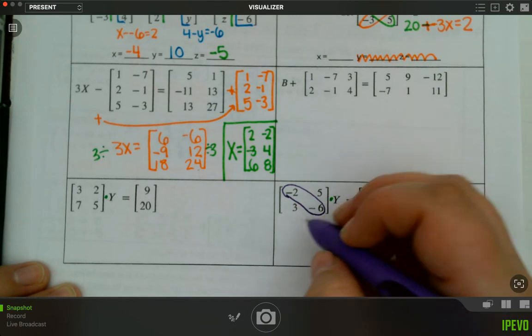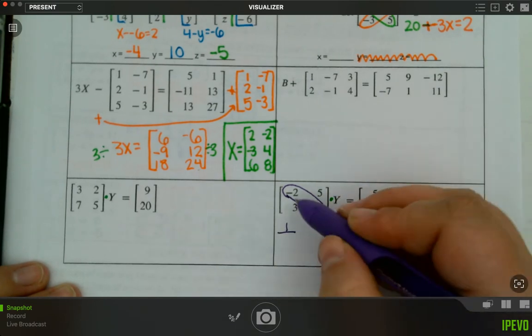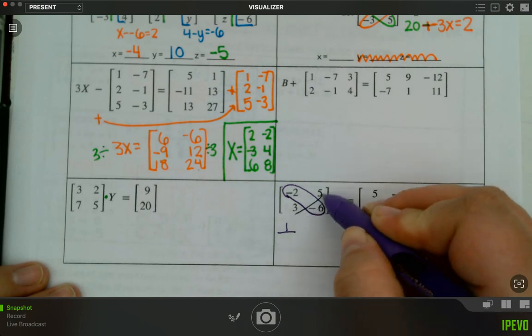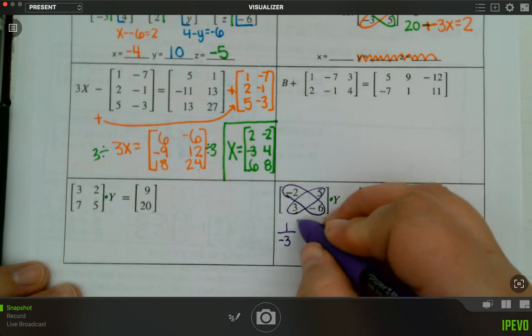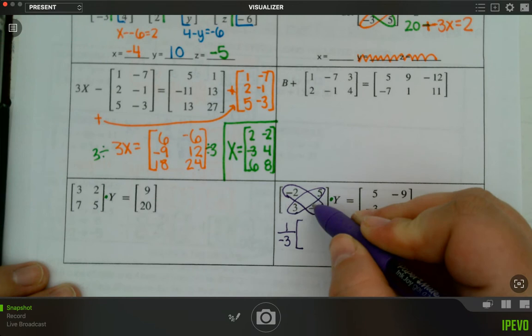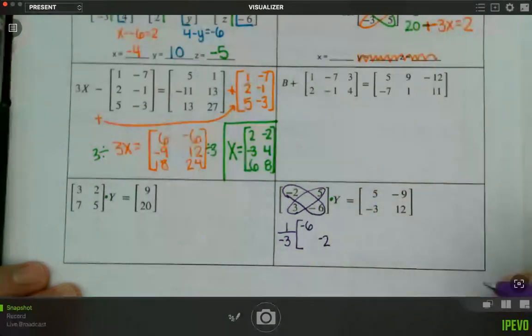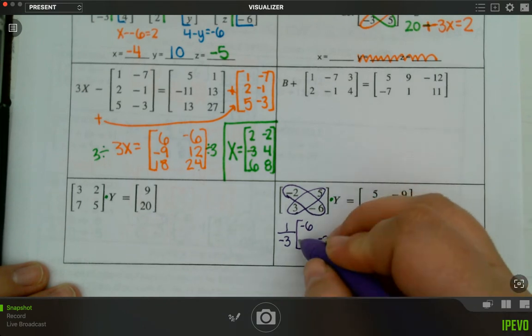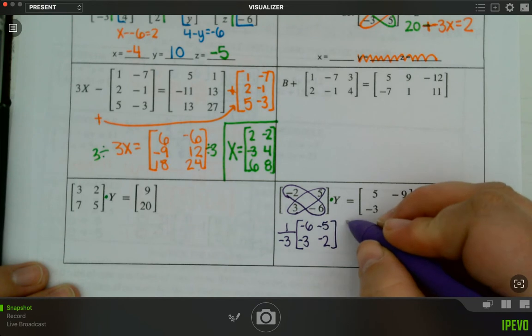And the inverse is 1 over the determinant. So 12 minus 15, which is negative 3. And then for the matrix, you're going to switch this first diagonal. So the negative 6 goes up here and the negative 2 comes down. And then the other diagonal switches signs. So they both become negative. And then I'm going to multiply that by the other matrix.